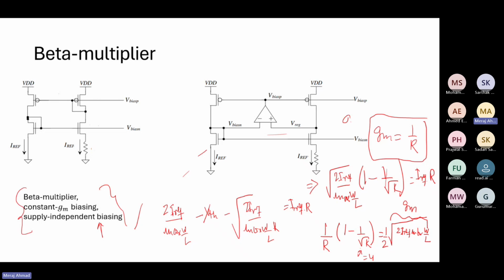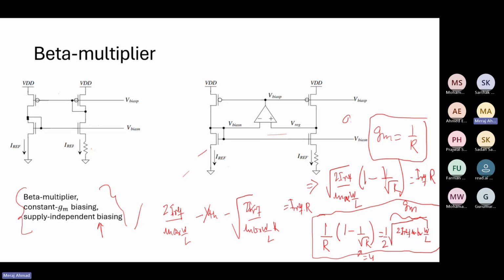So why do we say constant gm biasing? Because now the gm is dependent on this R. Whatever bias this generates, if you use a current source, the gm will be dependent only on R. And if you see the current value, it doesn't have any relation to VDD. That's why it is called supply independent. We simplified from the gm point of view, but if you take only the current and simplify it, there is no VDD term. That's why it is called supply independent biasing.